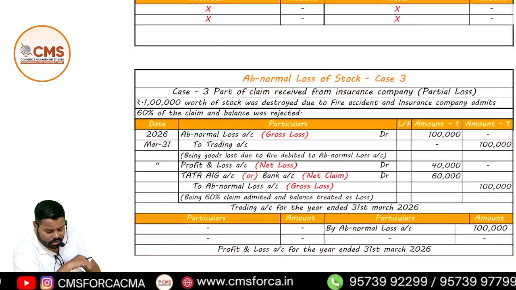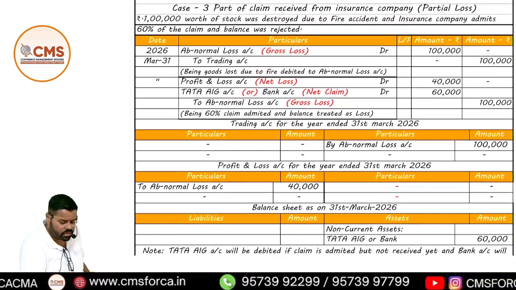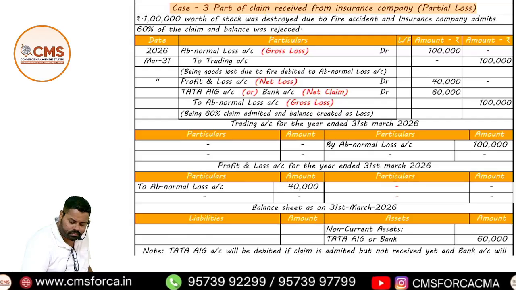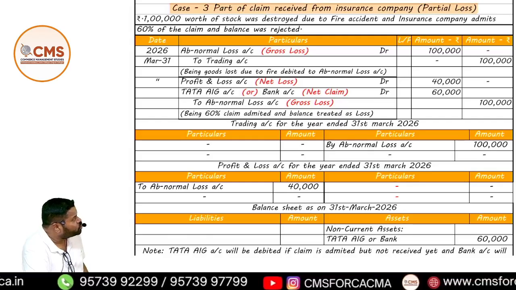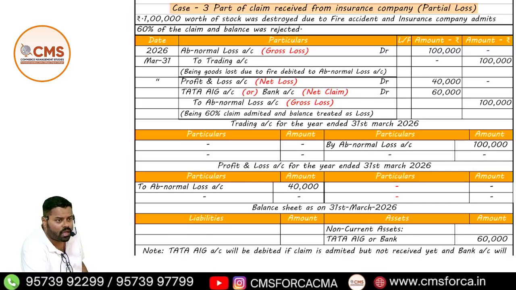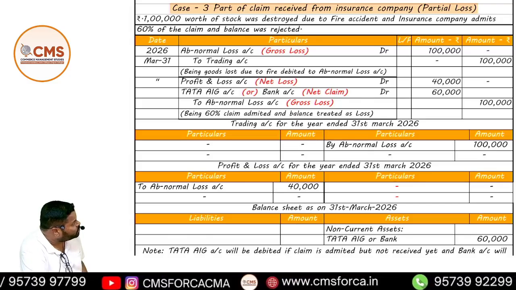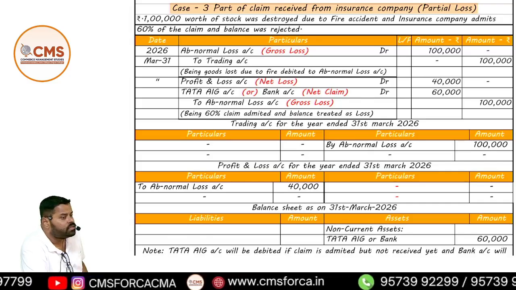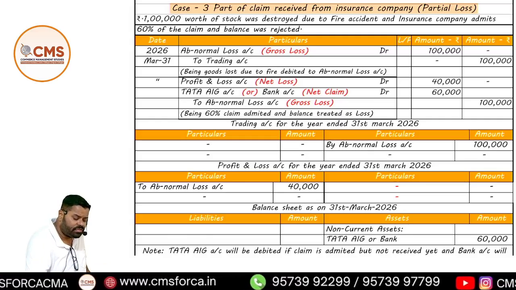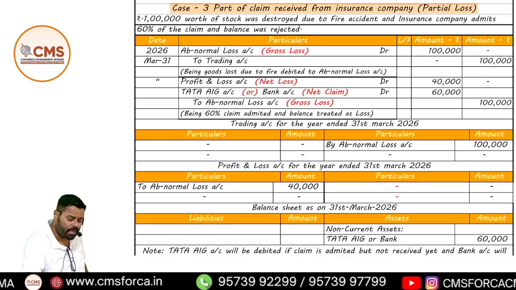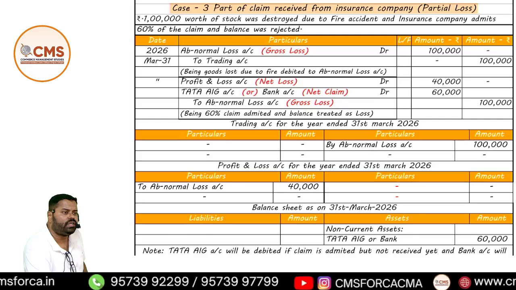Right? Look at the third scenario, a very important one. Focus on this. Now, what is scenario 3 here? Part of claim received from insurance company, which is partial loss. Look at the example there. 1 lakh worth of stock was destroyed due to fire accident and the insurance company admits 60% of the claim and the balance was rejected. So out of 1 lakh, if 60% is admitted by the insurance company as claim, how much will you receive? 60,000 will come. Balance 40 is loss.